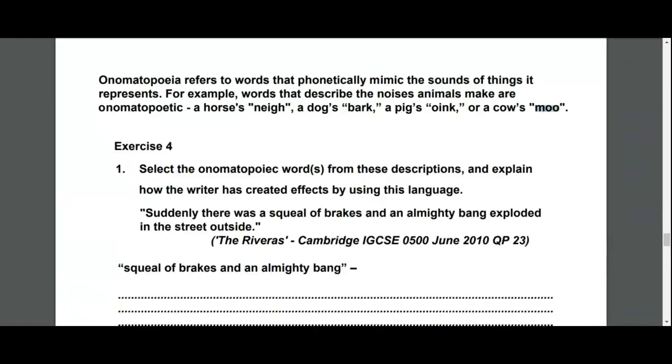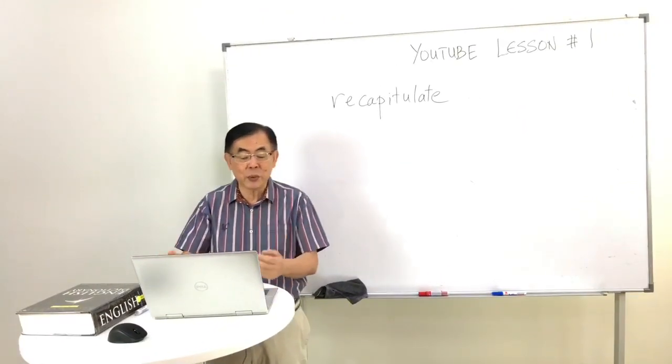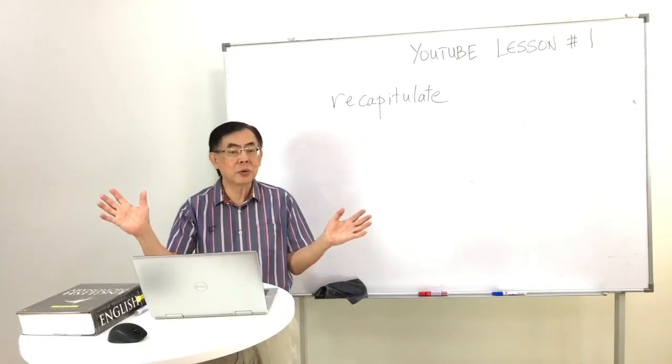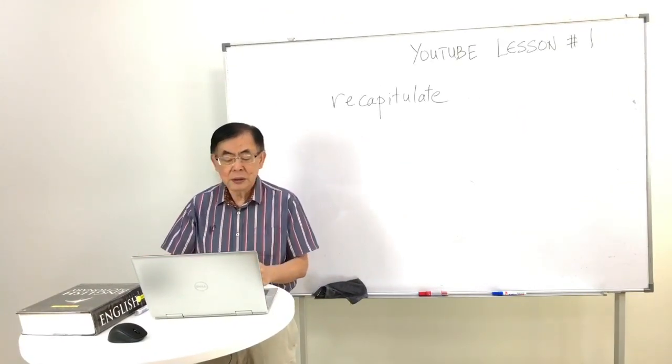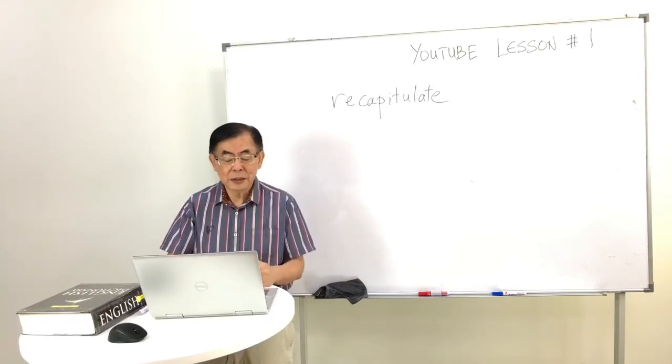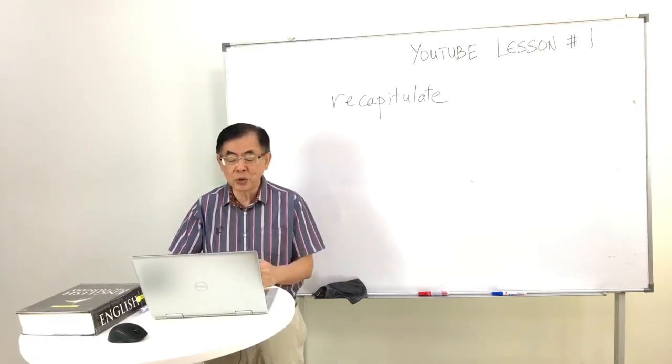These are onomatopoeic words. So in this exercise, I want you to select the onomatopoeic words from these descriptions and explain how the writer has created effects by using this language. Now I've looked through your past year papers and I've picked this one. And there are lots more. When we find the time, we'll do them. But this is one that I've picked from June 2010.